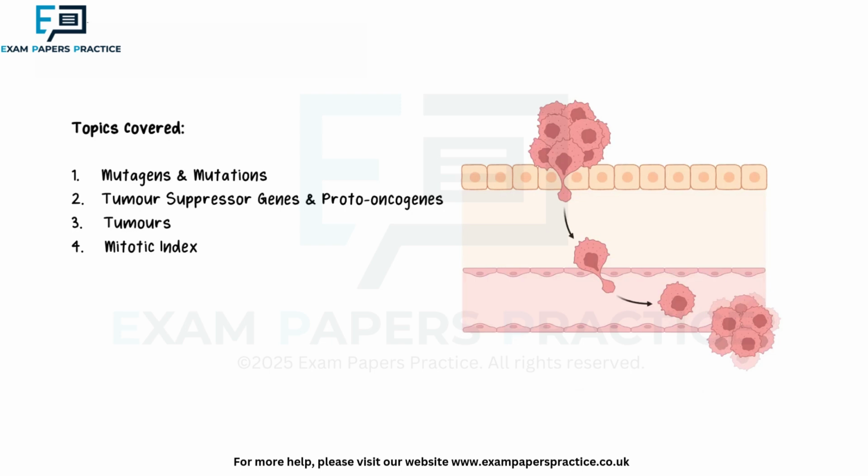In this video, the key concepts that we will examine are mutagens and mutations, how mutations in tumour suppressor genes and proto-oncogenes are linked to cancer, the difference between benign and malignant tumours, and finally, how we can calculate the mitotic index of a sample to better evaluate and differentiate between tumour types. The exploration in this video will offer insights into the origins of cancer and potential therapeutic approaches.